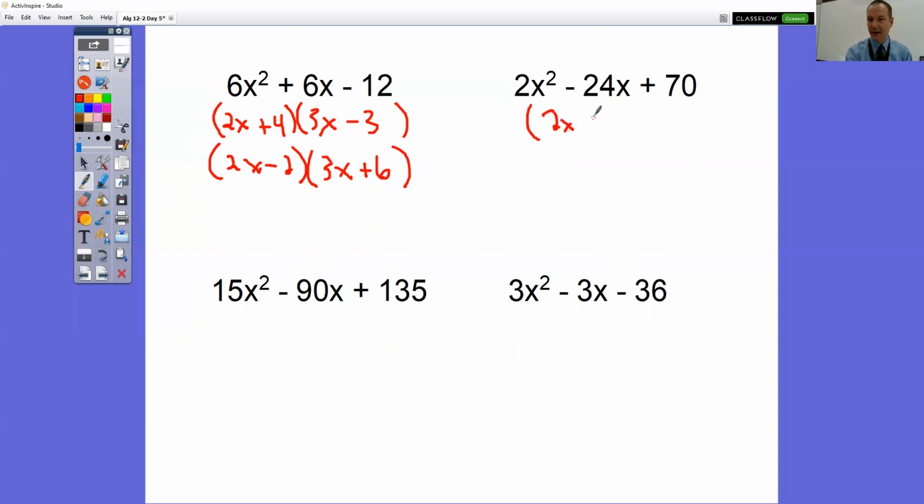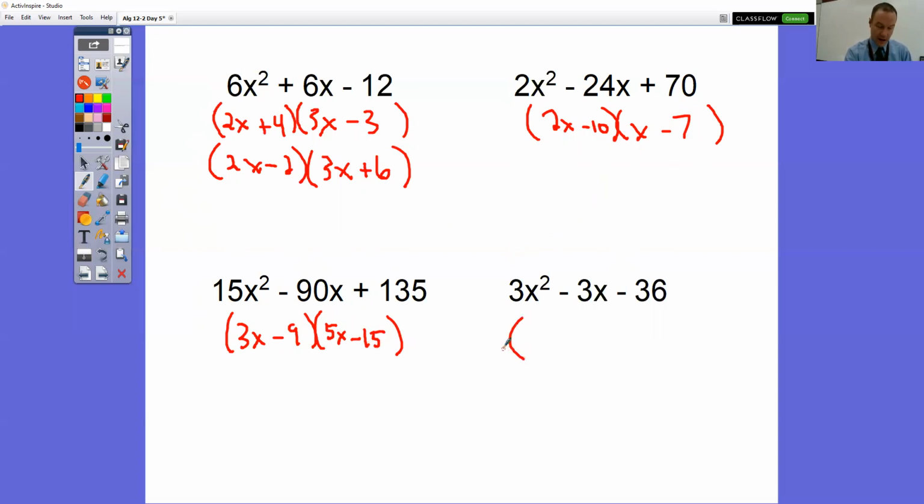Again, 2x here. So we have 2x and x. What times what is 70? That's going to end up being a -10 and a -7. Inners would be -10, outers would be -14. So that ends up being -24x when you add them together. For 15 here, this is going to end up being a 3x and a 5x. This is going to be a -9, and this is going to be a -15.